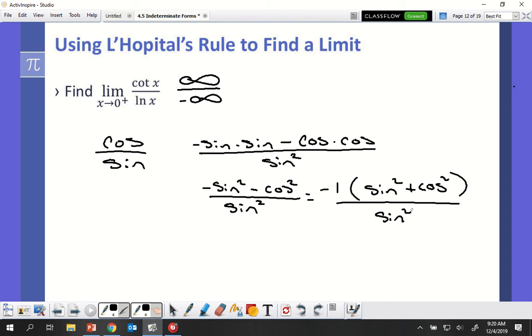Yes, it is. Sine squared plus cosine squared is going to give me 1, isn't it? Okay, good. So I could replace all that. So -1 times 1 is just -1, right? So it's -1 over sine squared. There we go. So my answer is going to be negative cosecant squared.